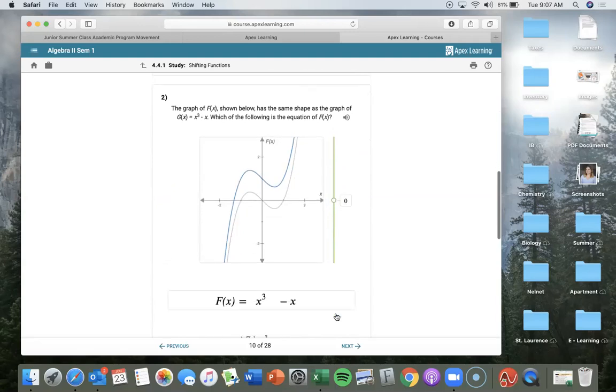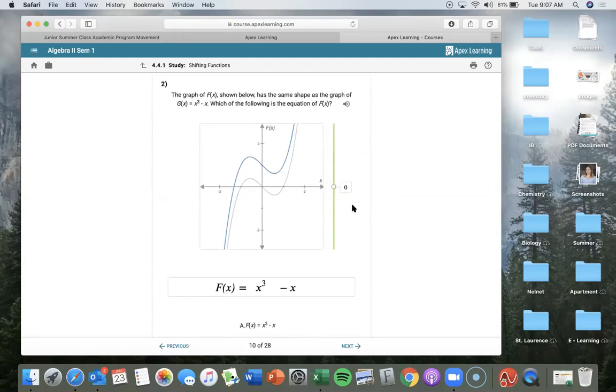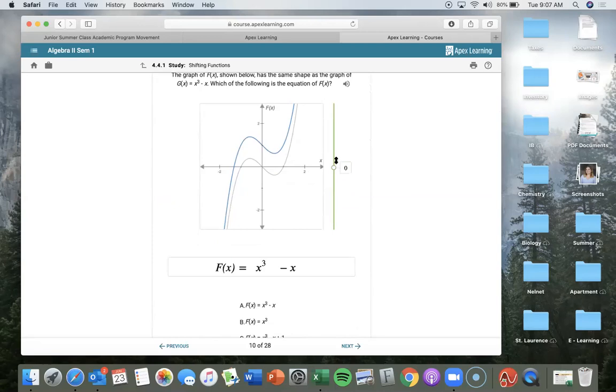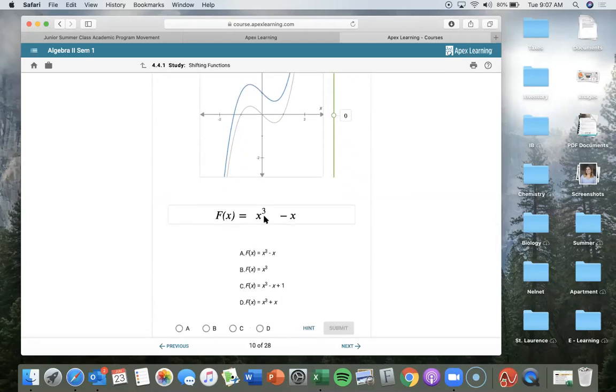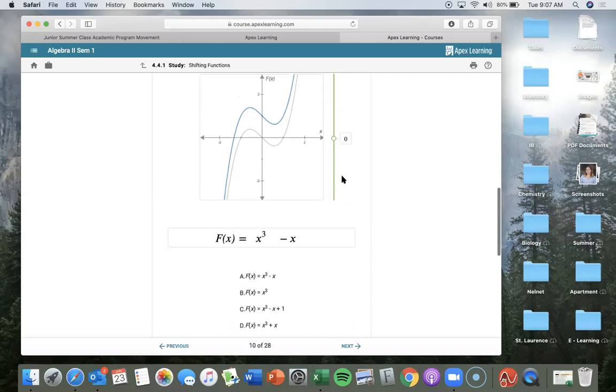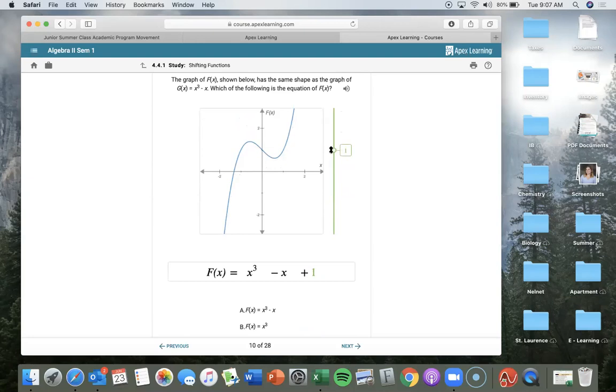For this one here, it's giving you the little slidey tool. You can use this if you want, or you can notice here that my coordinate is at 0, 0, and I need it to match this blue function. Well, it looks like it just moved up by 1. So your answer would be x cubed minus x plus 1. And if you don't believe me, we can take the slidey tool and move it up to match. All we did was add 1 to that function.